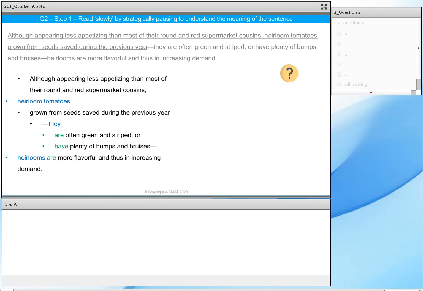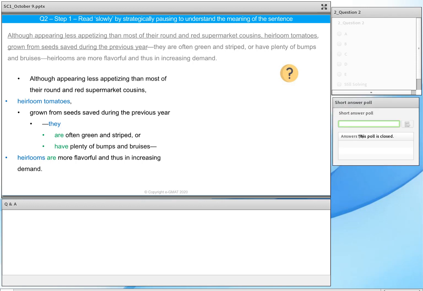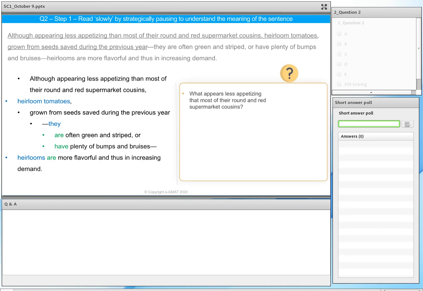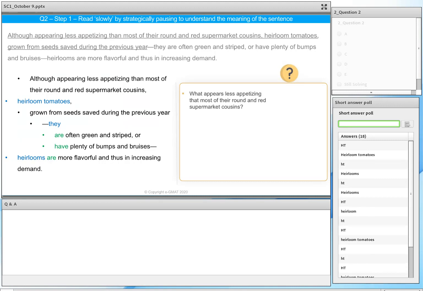Now it's time for me to ask a few questions, and make a note of the answers that you provide, because then you will not ask questions that are not required. If you've understood the meaning so well, you shouldn't be asking those questions. So my first question to you is, what appears less appetizing than most of their round and red supermarket cousins? Take the short answer polls. The short answer poll is what you will use to answer my question. The Q&A pod is where you ask a question to us. Heirloom tomatoes, all of you, perfect answer.